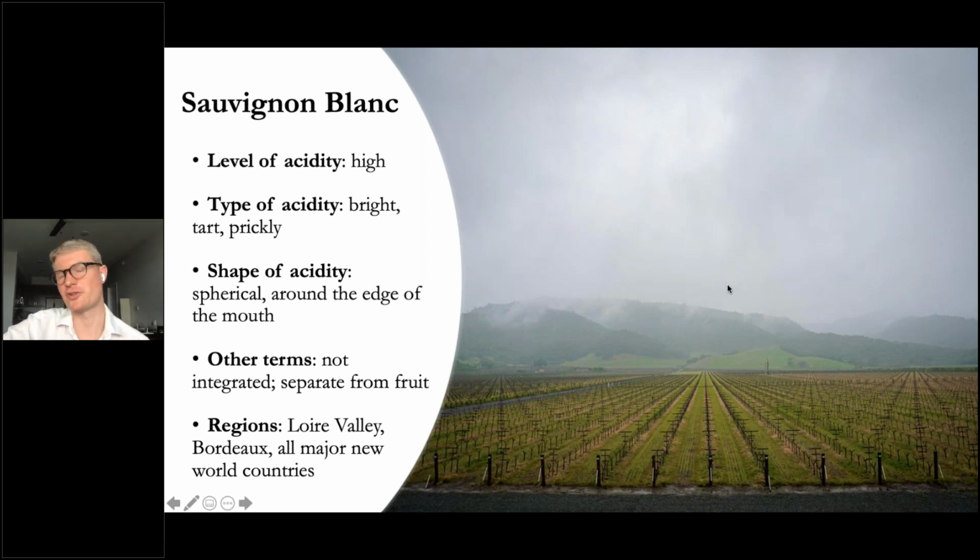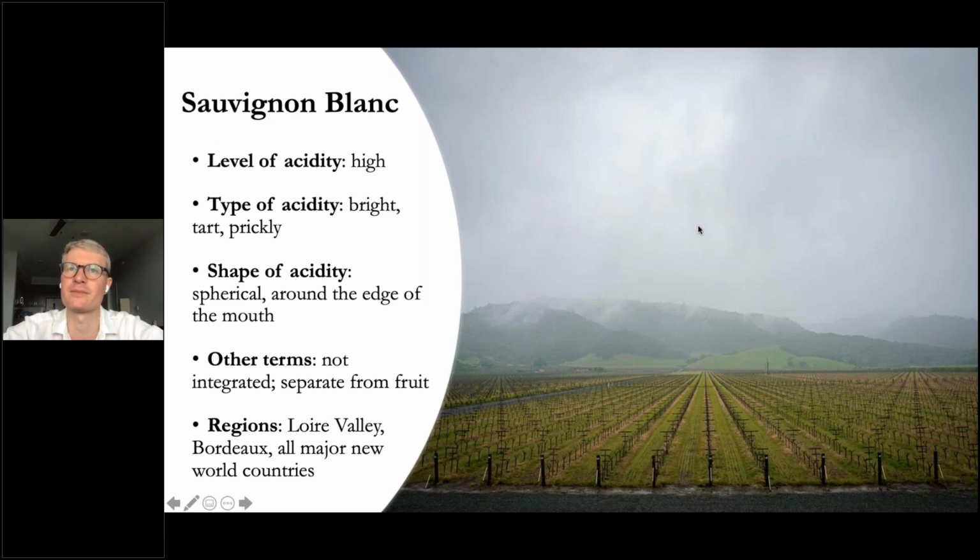Stanislav says the perimeter of the mouth. Yeah, absolutely. I love perimeter. Luciana agrees with spherical. So Vidya asks, if the type of the acidity is firm or broad, does it always correlate with the shape being spherical all around the mouth?